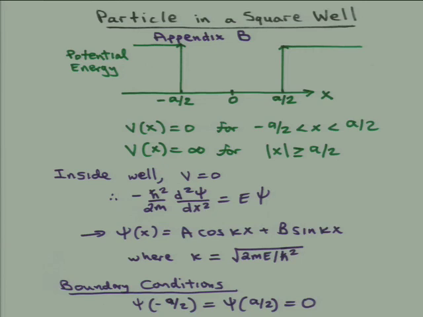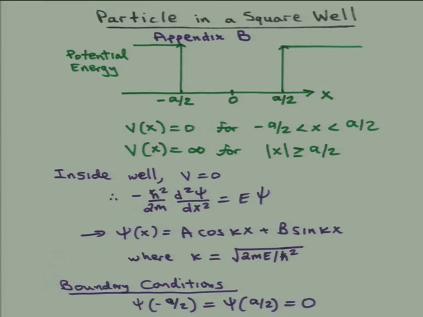Solve the problem in these two regions of space. Inside the box, it's a free particle. We've done this twice now. So we write down Schrodinger's equation. It's just minus h bar squared over 2m, times the second derivative of the wave function. Write the solutions in terms of sines and cosines. The wave function is a cosine kx plus b sine kx, where k is related to the energy.